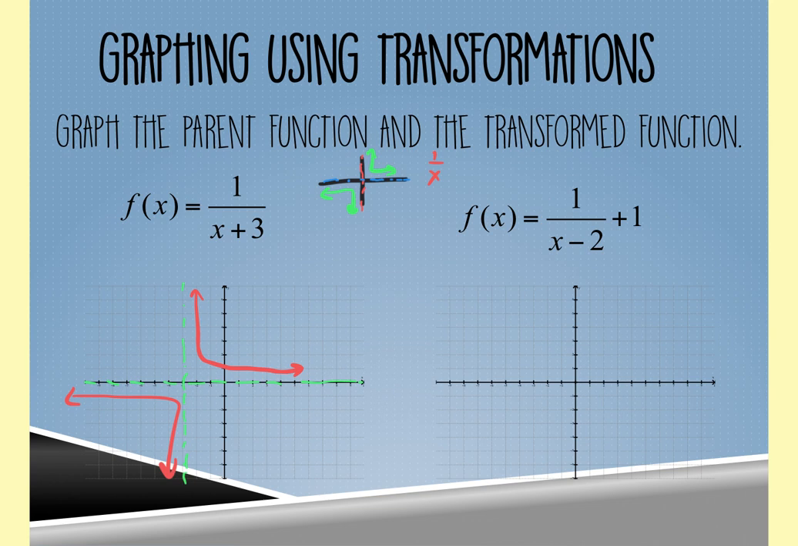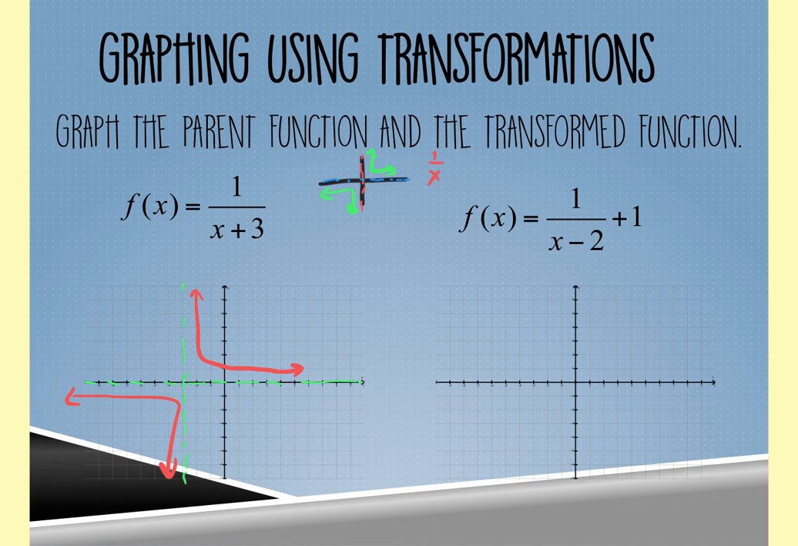What would be the domain? X could not equal what? -3. Look what's happening at -3. There's a vertical asymptote. So that's what's causing that break in your graph.